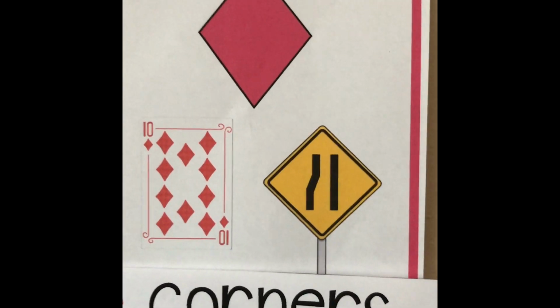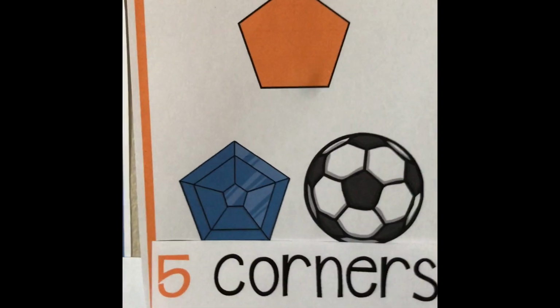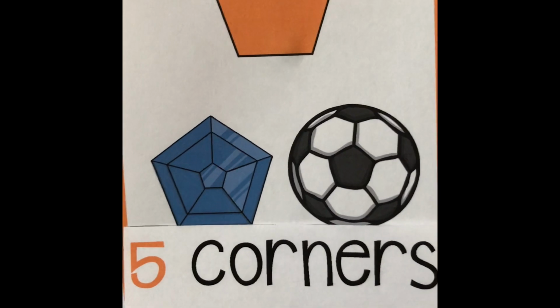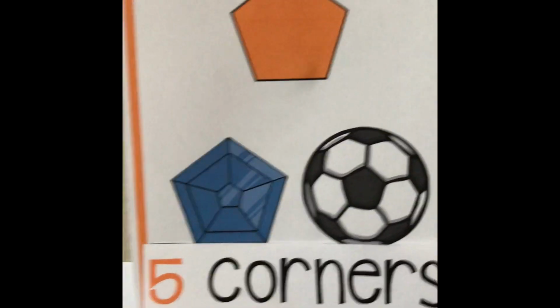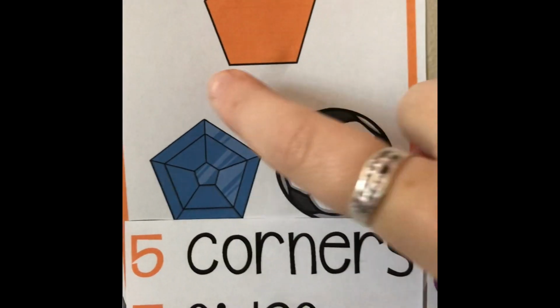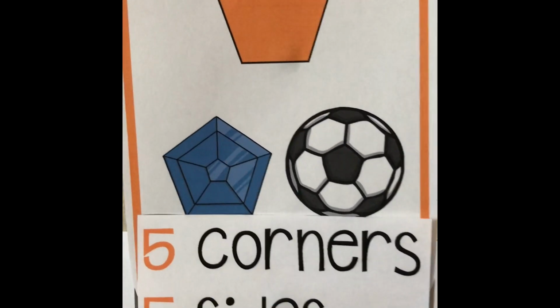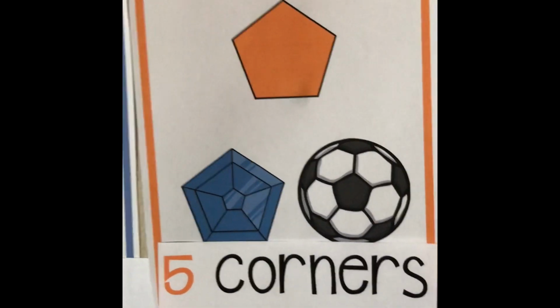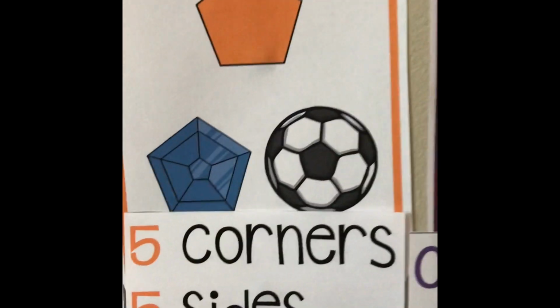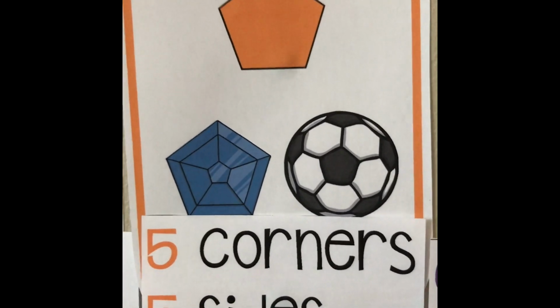This shape is called a pentagon. And a pentagon has 5 corners, 1, 2, 3, 4, 5, and it has 5 sides as well. And you might be able to see it in your soccer ball, a pattern in your soccer ball. You might see it as a window.